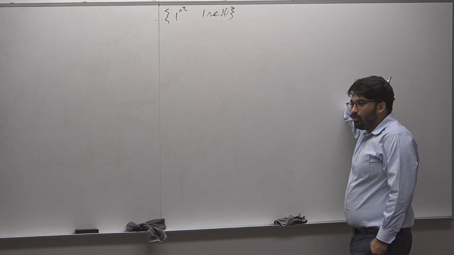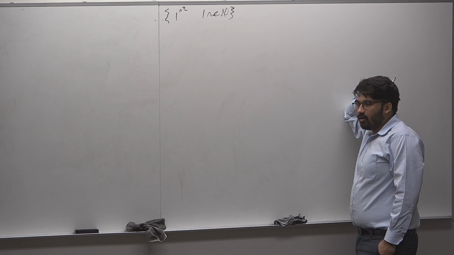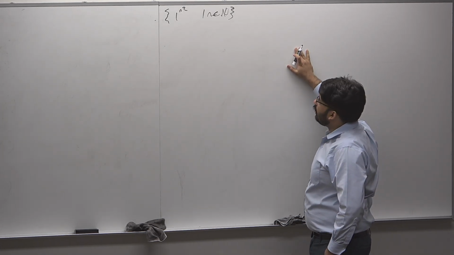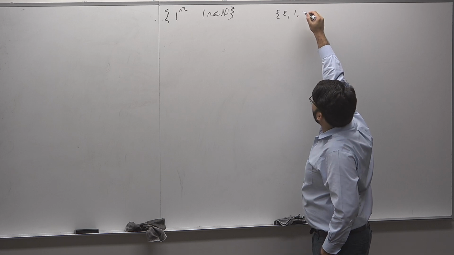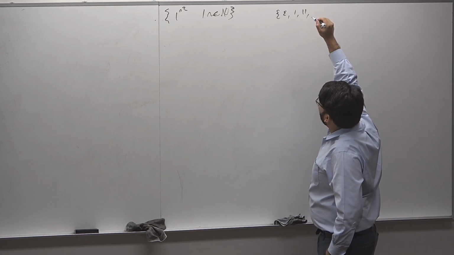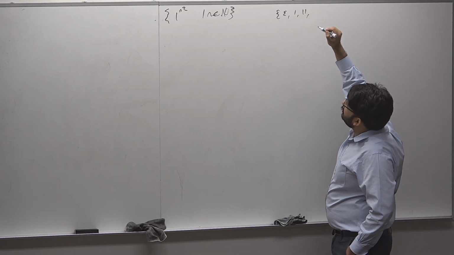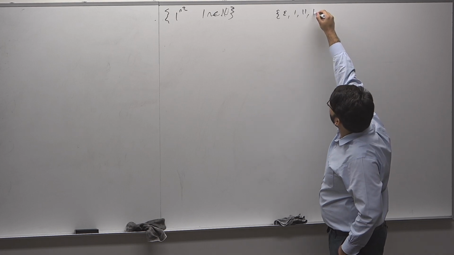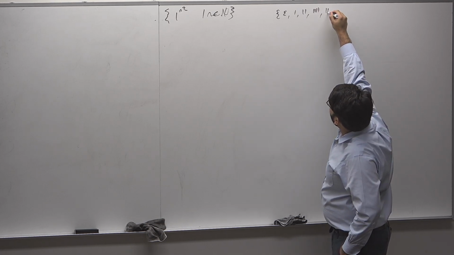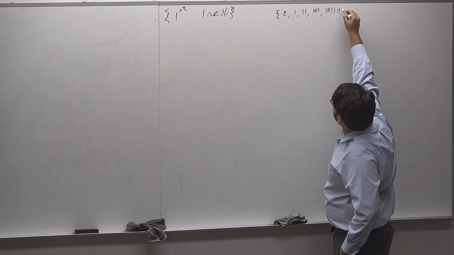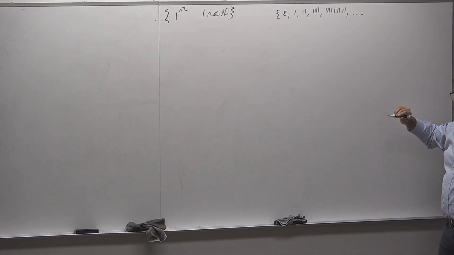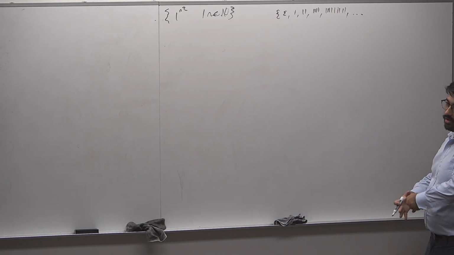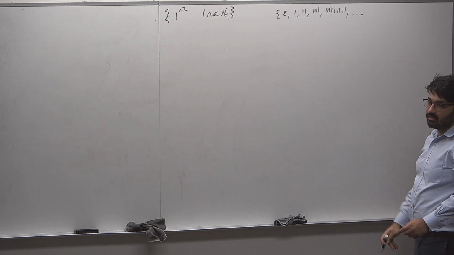1, 2, 4, 8, no, that's powers of 2, my bad. What is it? It's going to contain the empty string, 1 squared, 4, 9, right? Something like this. The length of the strings is going to grow quadratically, right?